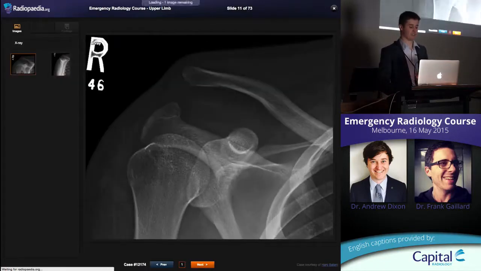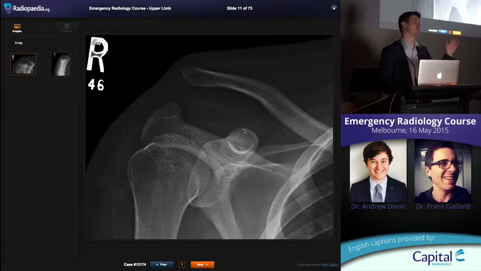All right. So here's an AC joint injury. Clearly this one is way above the level of the acromion here, and so that's at least a grade 3. This is probably doubling of that coracoclavicular distance, so it's probably a grade 5 injury to the AC joint. That's going to need repair.